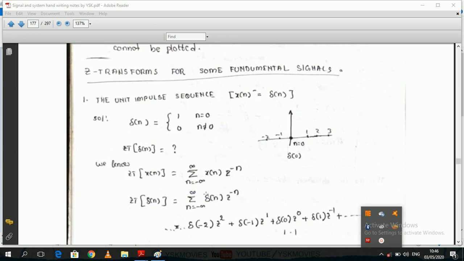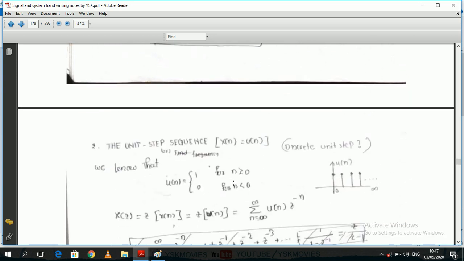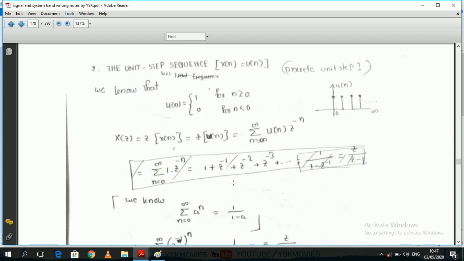Then you just replace x of n with del of n and expand them. Del of minus 2, what is the value of del of minus 2? It is 0. Del of minus 1, 0. Del of 0 has value 1, and z power 0 is 1. So except this value, everywhere we get a value 0. So the x of z is equal to 1. Del of n Z transform is 1. So this is the conclusion.